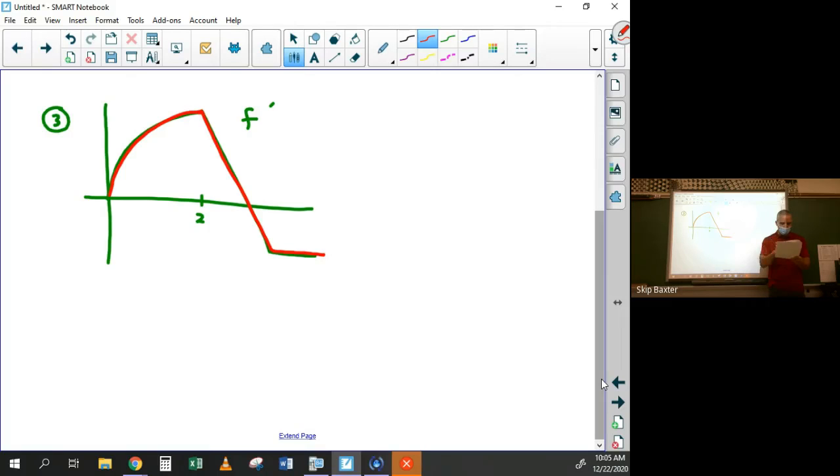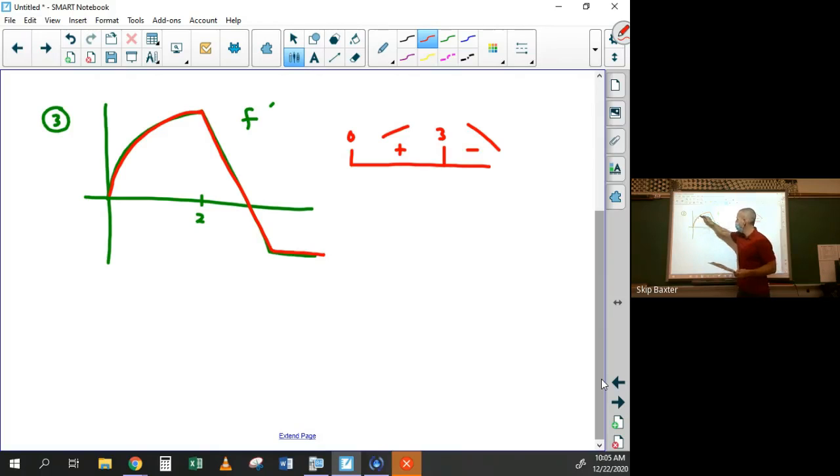Part C, f has a local max. In order to determine where maxes and mins occur, make a first derivative test, or chart. This is what my first derivative chart would look like. 0, 3, positive, negative. That's what my first derivative chart looks like, right? It's positive from 0 all the way to 3. Then it's negative. So the max actually occurs at 3, not at 2.